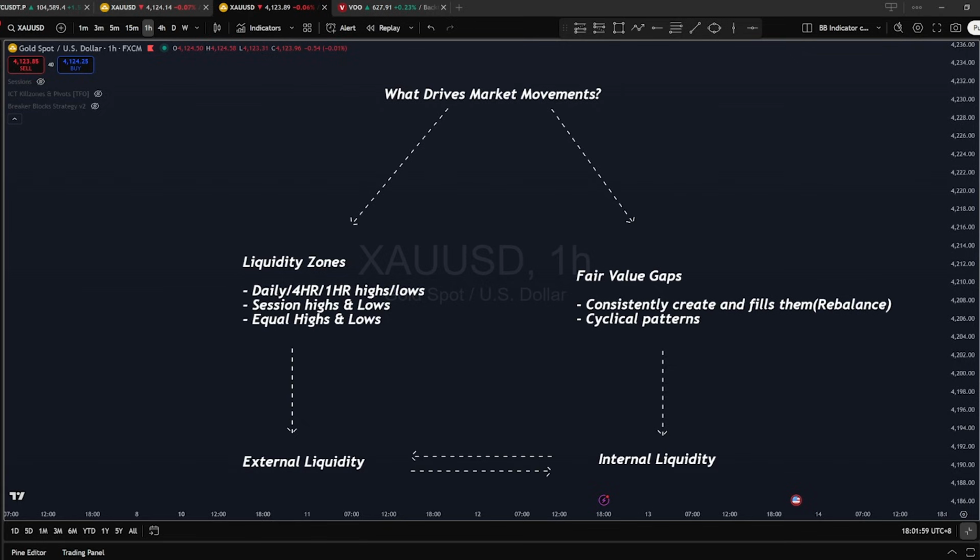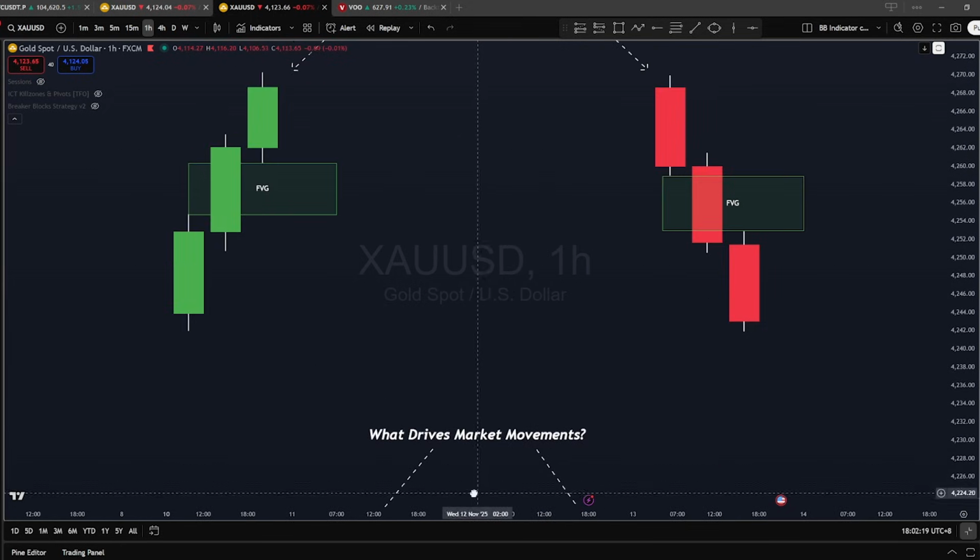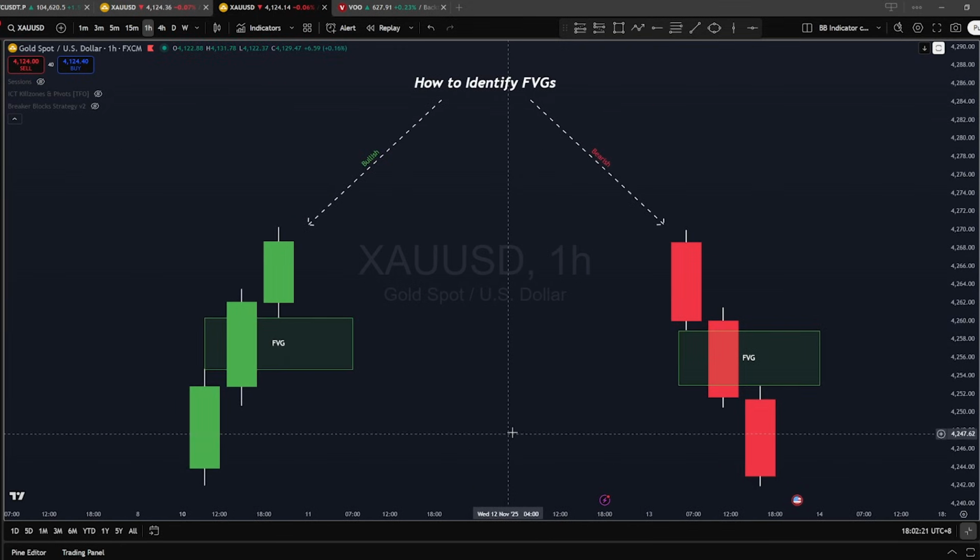Crystal clear, yeah? Okay? This is what fuels the market movements every single day across all financial assets. Okay? Very good. So now, how do you identify a fair value gap? Let's go through it step by step. Let's move on to how to identify fair value gaps. Very, very simple.